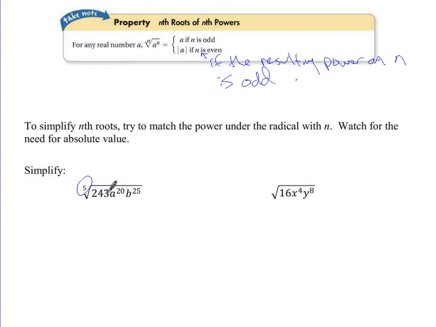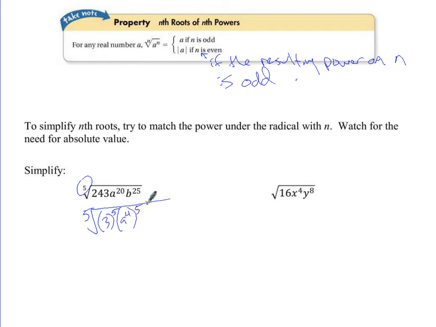No? Let's be sure about that. Oh, really? It's a number of times itself 5 times that gives me 243. It's 3. So what I'm going to do is write the fifth root of 3 times itself 5 times gives me 243. So I'm going to write 3 to the 5th power. Then what times itself 5 times gives me a to the 20th? A to the 4th. Good.